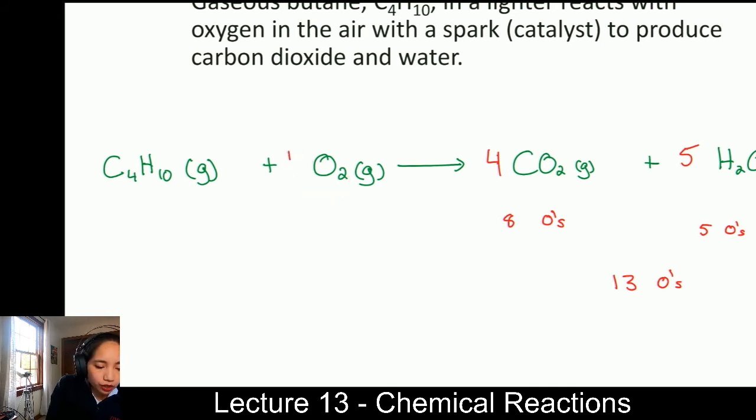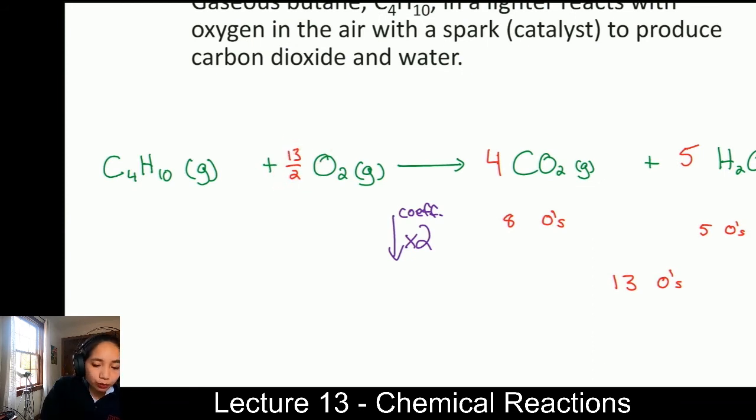So what I usually do is just put 13 over 2. That's our coefficient in front of our diatomic oxygen because there's 2 of them. So if you multiply 13 over 2 times 2, because there's 2 oxygen atoms per 1 molecule, then you'll have 13 atoms total. And so all your atoms, carbon, hydrogen, oxygen, would be balanced. But because we don't want a fraction coefficient in a chemical formula, we want to multiply all the coefficients by 2 in order to make that fraction go away.